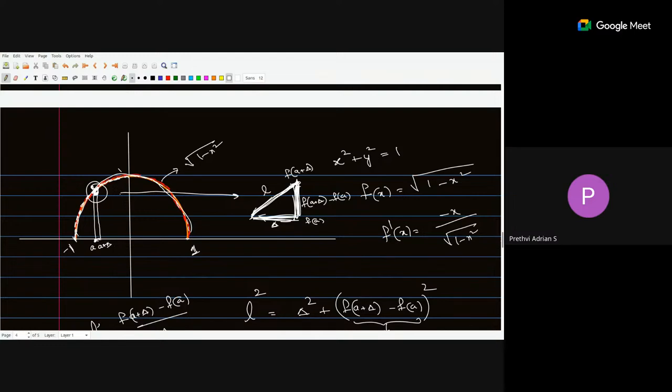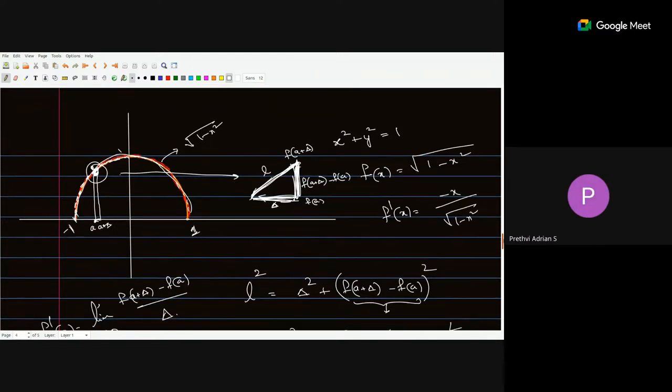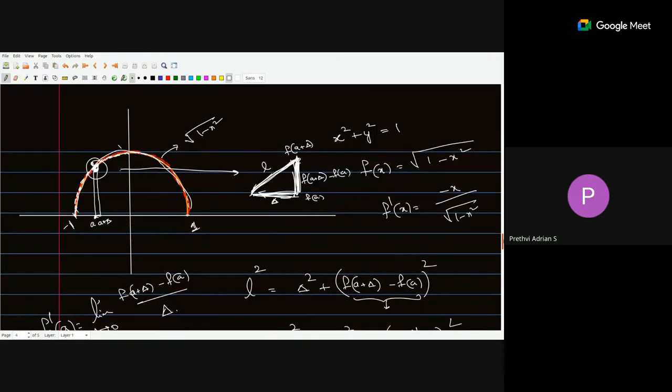Sir, why are we including the mean value theorem also, sir, in this case?